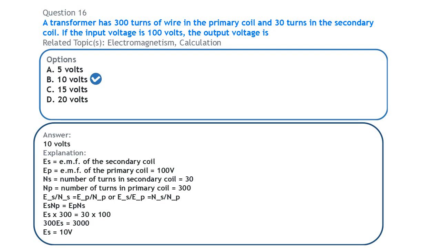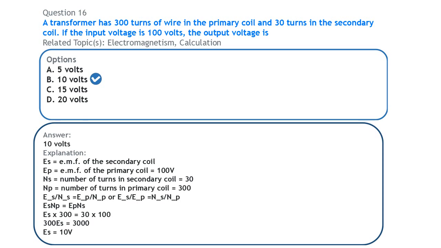The ratio of the EMF in the secondary to the EMF in the primary coil is equal to the number of turns in the secondary over the number of turns in the primary. Now from the question, we have the EMF. So when we cross multiply, we are going to have the EMF in the secondary times the number of turns in the primary equal to the EMF in the primary times the number of turns in the secondary.